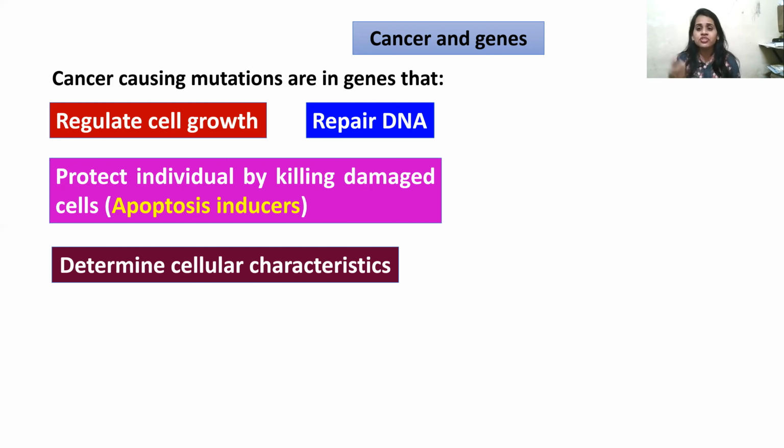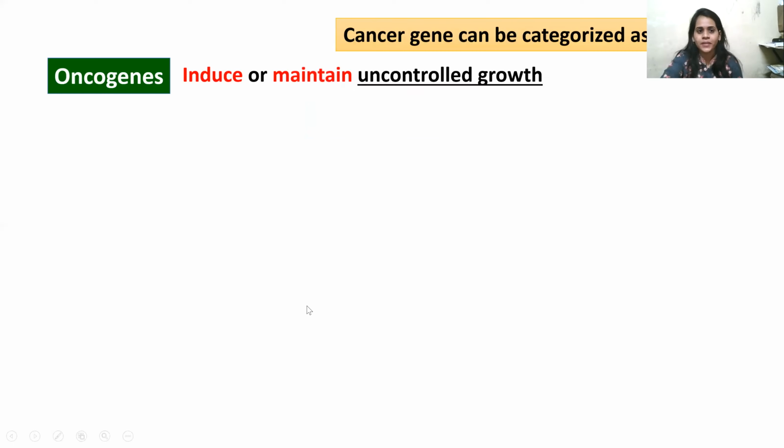तो ये mutations कौन से part of हमारे gene में होते हैं कि वो part में होते हैं जहां पर cell growth हो रही है या DNA repair हो रहा है, वहां पर it takes place. Okay. So वहां पर it takes place. So now a cancer gene can be categorized as oncogenes. What can it be categorized as? It can be categorized as oncogene.